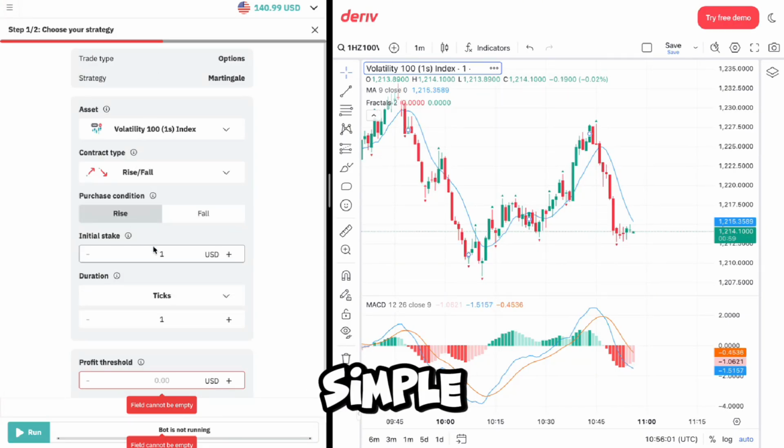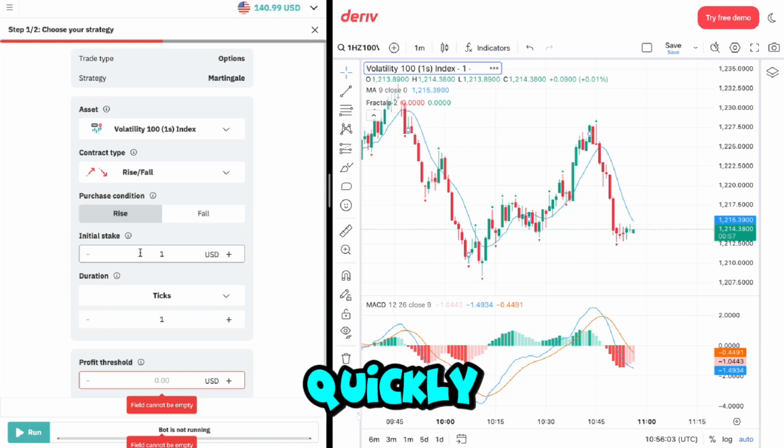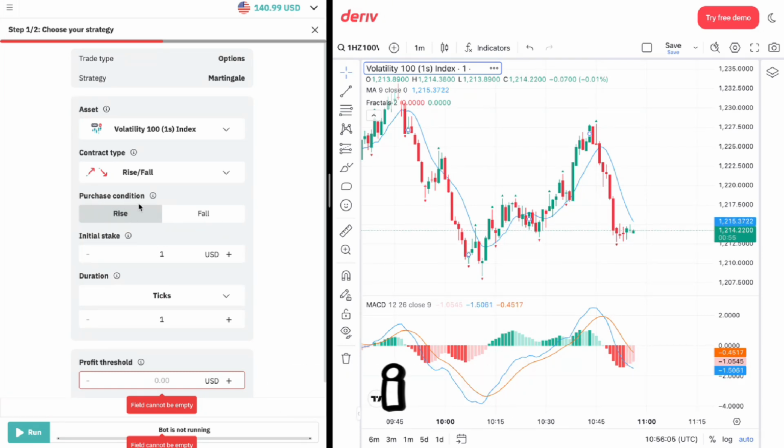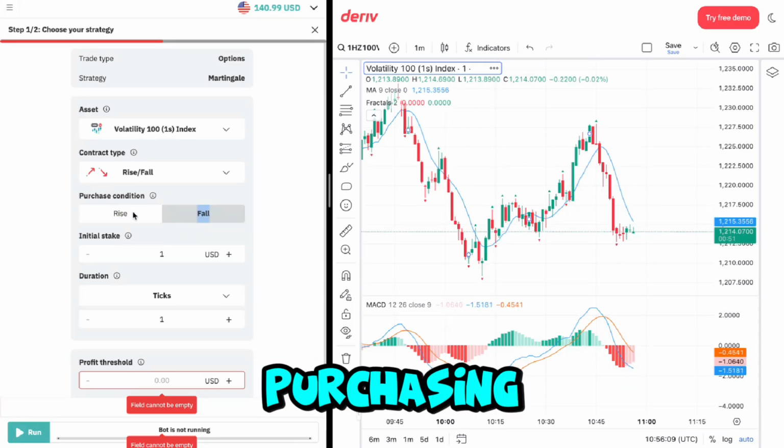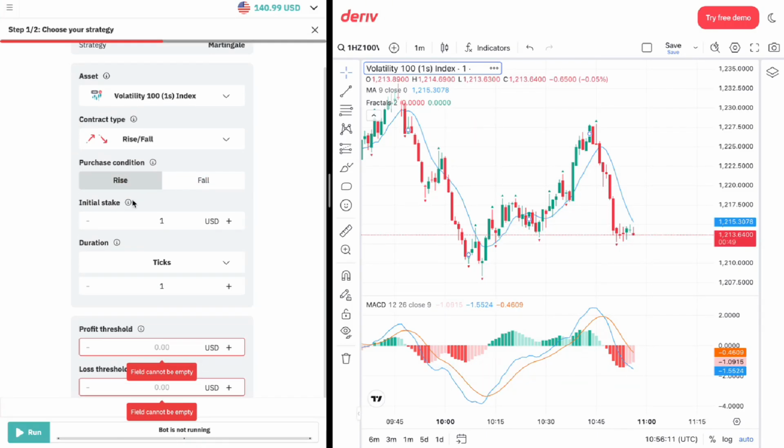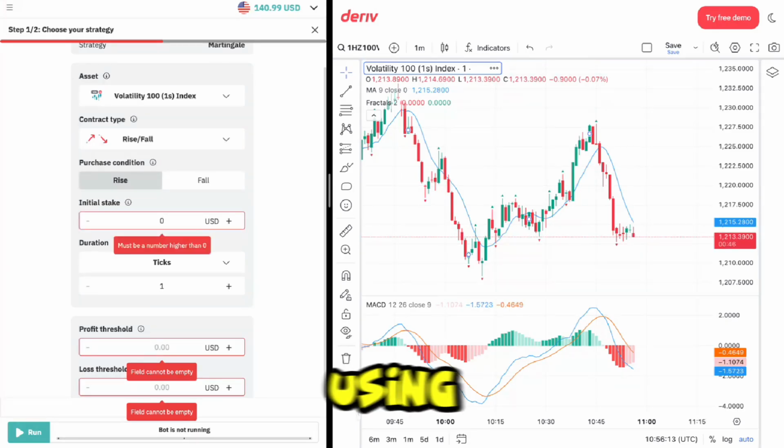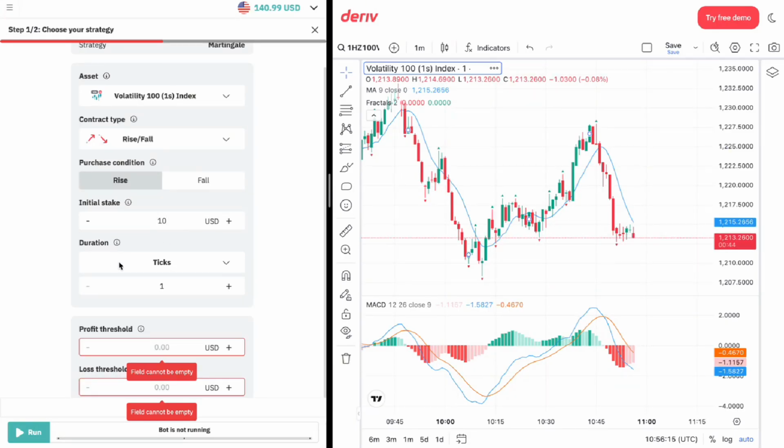So this is just a simple way to create a bot very quickly. So the condition I wanted to purchase is rise. If it was on this end, I'd be purchasing fall. So rise, the stake I'll be using is $10.